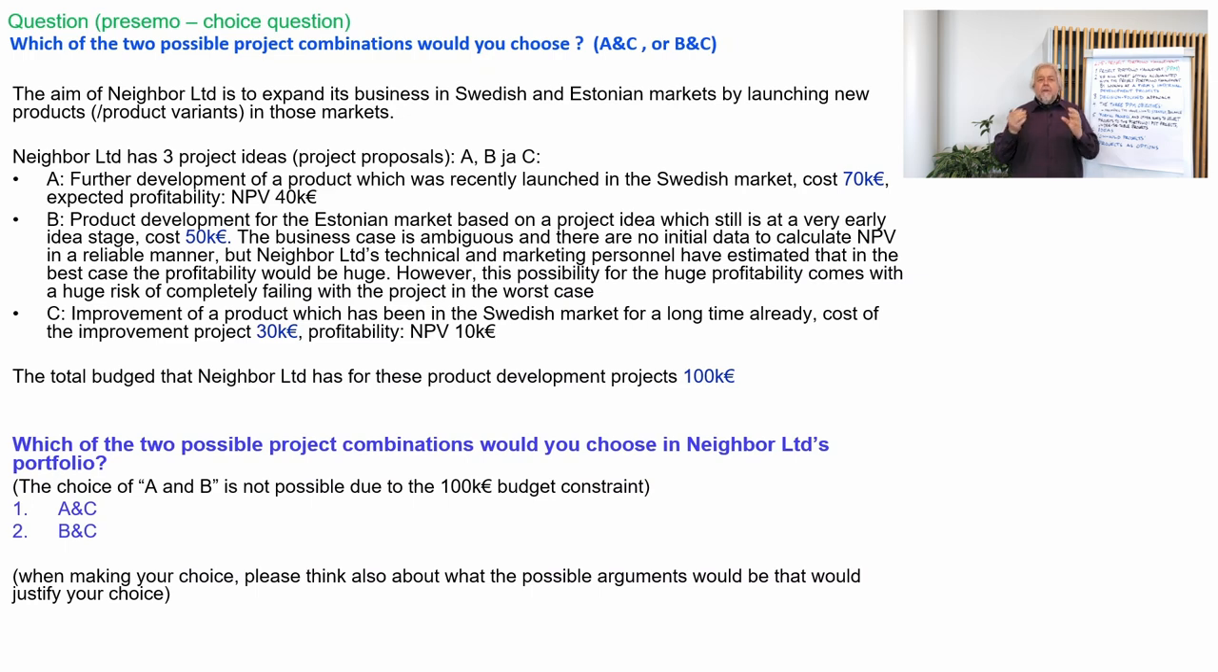Now we know that the total budget of Neighbor Ltd for this product development is 100,000. The question to us is which of the two possible project combinations we would choose for Neighbor Ltd's portfolio: A and C, or B and C? A and C is the first option, and the second is B and C. The choice of A and B is not possible, because then we would exceed our 100,000 budget, so we have only these two options. And in the very end of this picture, there is the notion that when making our choice, we should think about the arguments for why we would justify the first or the second alternative.